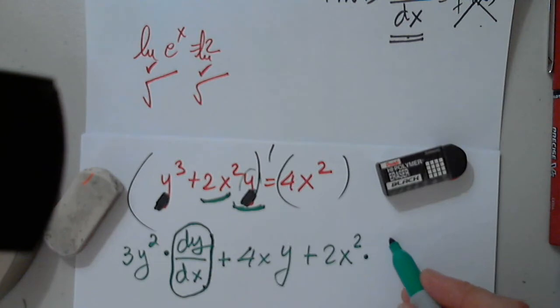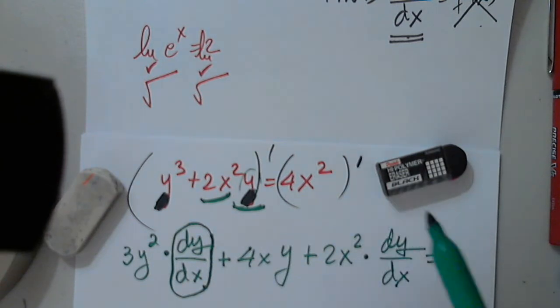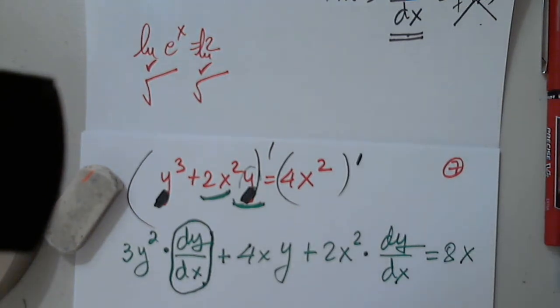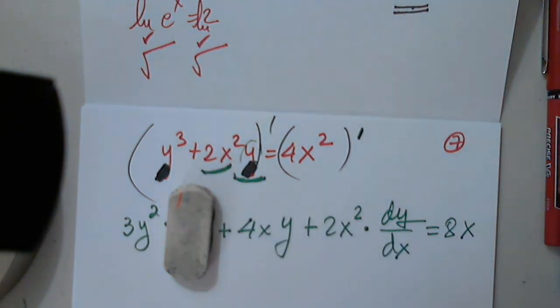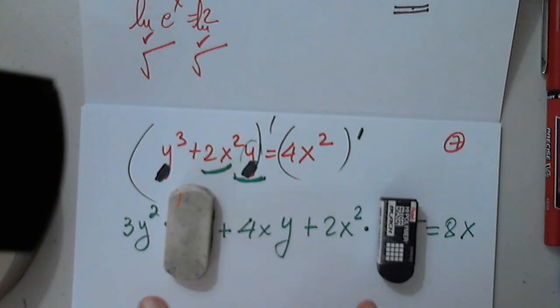dy/dx. Exactly. Equals. Can anyone give us the derivative of this? 8x. That's it. See what happens now. This is our variable. These two terms have the variable. This one does not. This term has to go to the other side.